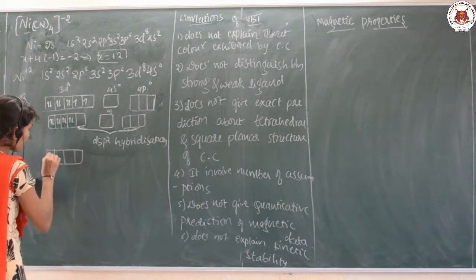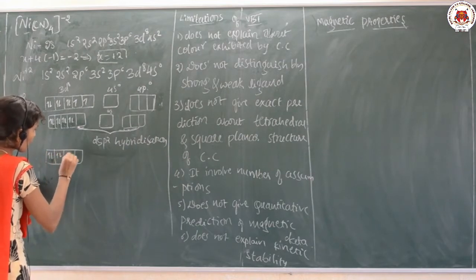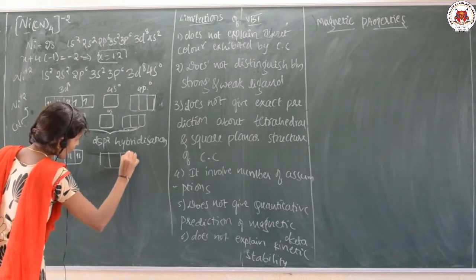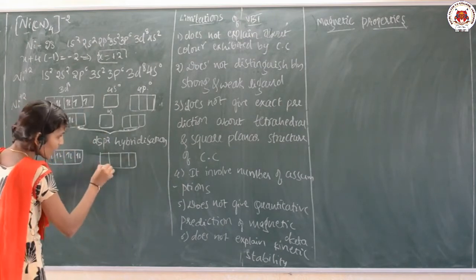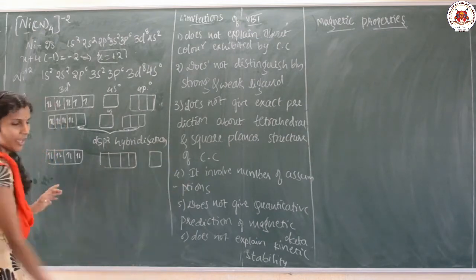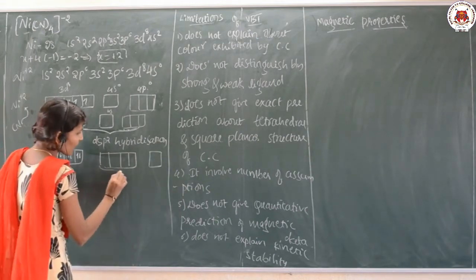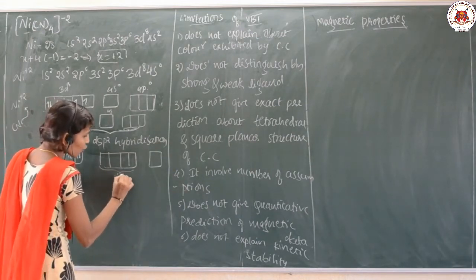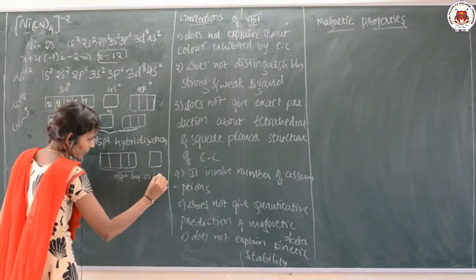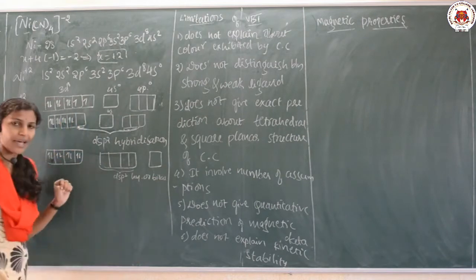This is the 3d orbital, while these are the 4: one of the d, one of the s, 2 of the p, and 1 p will be empty. Okay, these are the dsp2 hybrid orbitals.